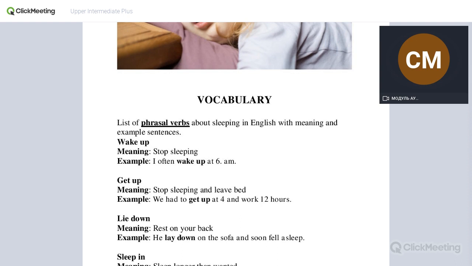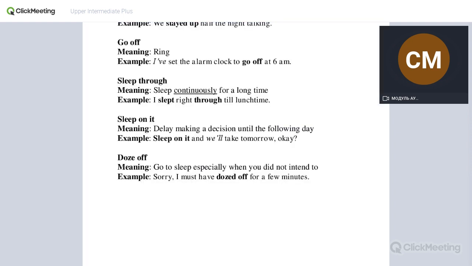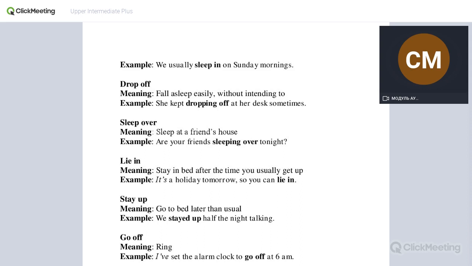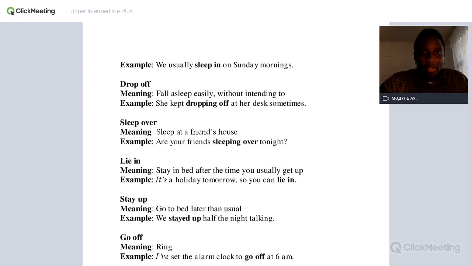Now we have another one, and this is sleep in. It means when you sleep longer than wanted. For example, you wanted to sleep for 20 or 30 minutes, and then you sleep past the time that you intended to sleep. So it means sleep longer than wanted. Now we're going to look at the second page, talking about sleeping examples. We usually sleep in on Sunday mornings.